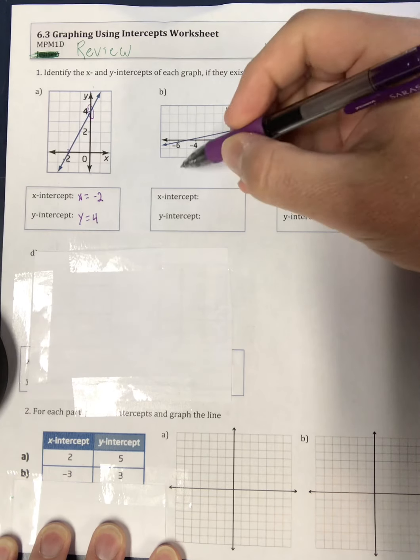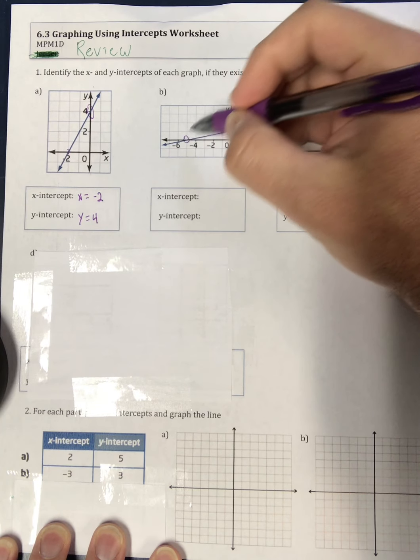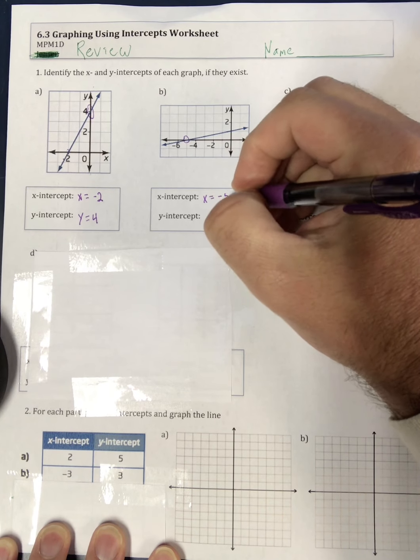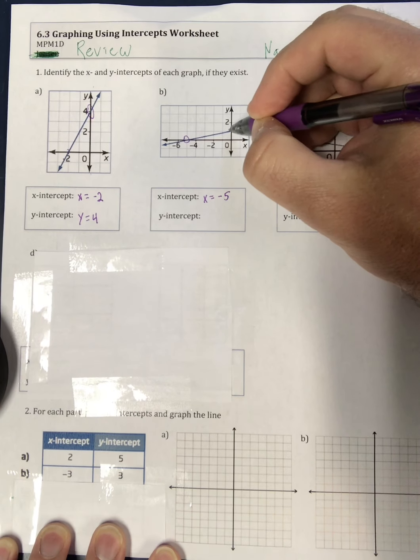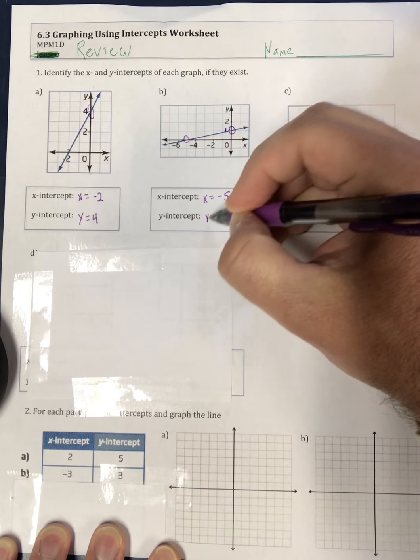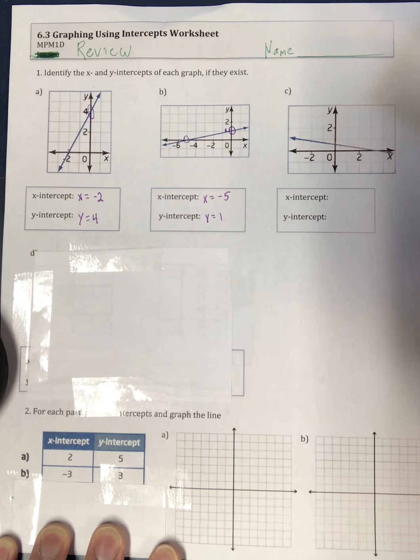Problem B. The x-intercept is where it crosses the x-axis right there. That would be x equals -5. And the y-axis is right here. If that's 2, that makes this 1. So it's y equals 1.